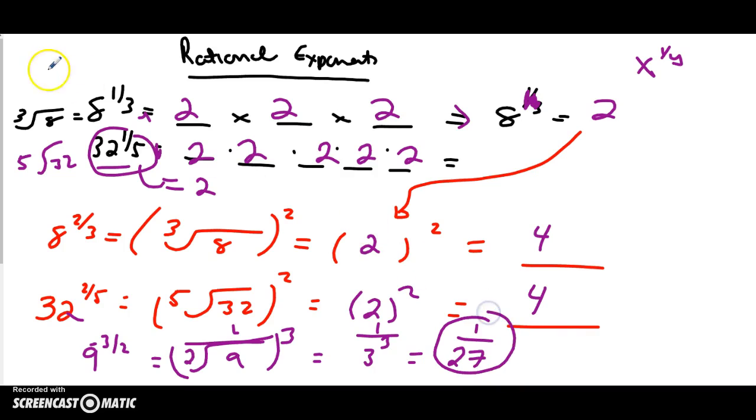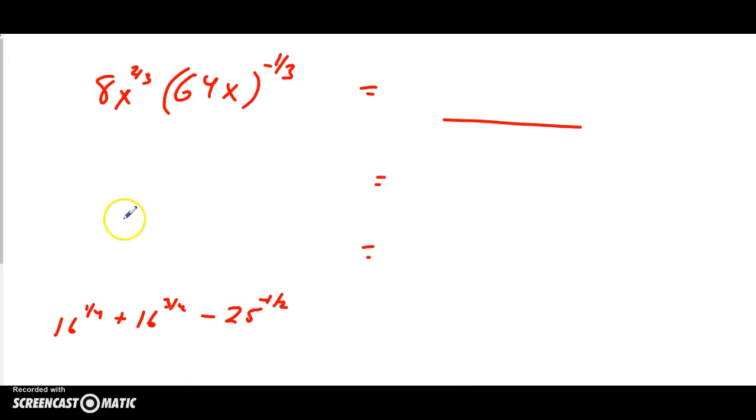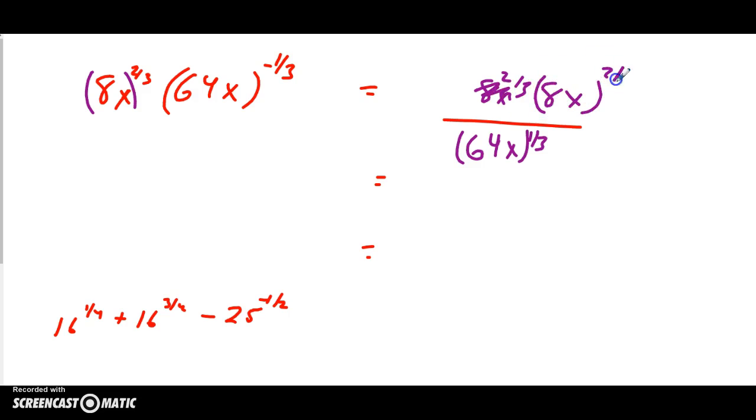The negative wins out. And that brings us to this stuff here, which is on the back of your note: 8x to the 2/3 times 64x all to the negative 1/3. The negative right away says to bring this guy down here, 64x, change that sign from negative to positive, and 8x to the 2/3 goes here. So that's 8x all to the 2/3.